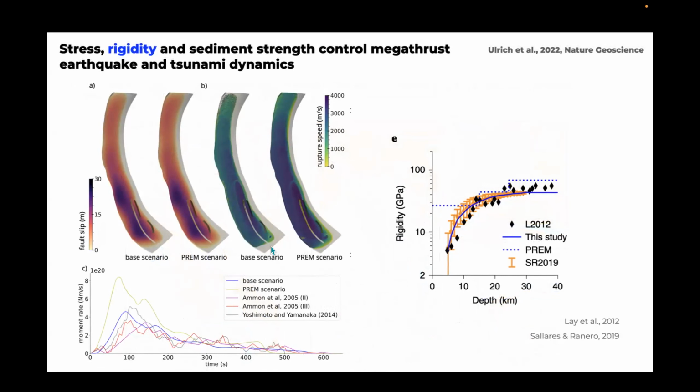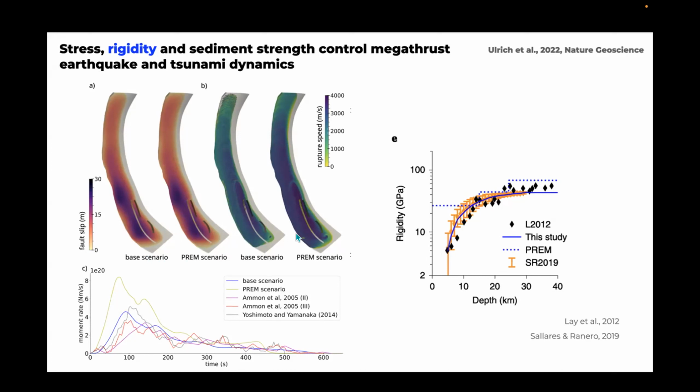So these are dynamic rupture model outputs. So these are spontaneous propagating ruptures, and then we look at how fault slip develops, comparing a scenario which is accounting for a strong rigidity reduction in the shallow depth versus a standard PREM scenario. And you can see slip on the fault looks the same.